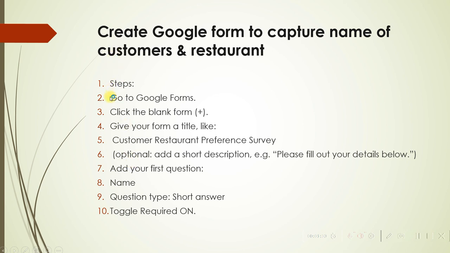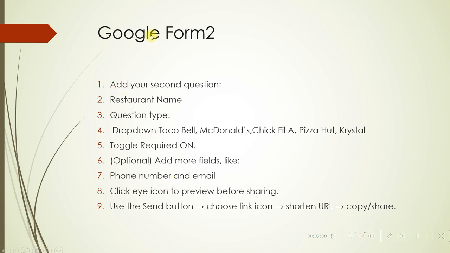These are the steps. Step 1, Google Form. Step 2, blank form. Step 4, give the form a title, customer restaurant preference survey. Optional short description: please fill out your details below. Add your first question, name, question type short answer. Make sure the name is required, toggle on. Section 2, you add your second question, restaurant name, drop down: Taco Bell, McDonald's, Chick-fil-A, Pizza Hut, Crystal.